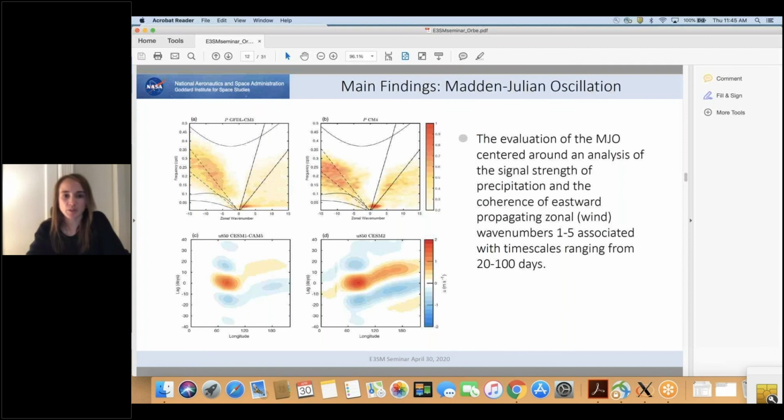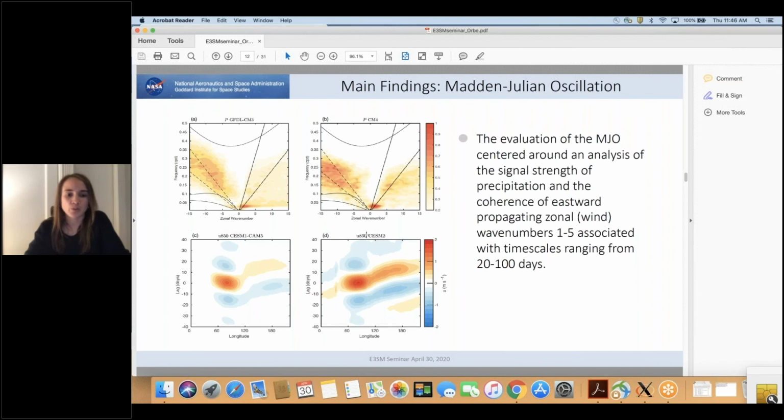And so I'm going to begin with the main findings about the MJO. So the evaluation of the MJO centered primarily around an analysis of the signal strength of precipitation, shown in the top panels through these canonical Wheeler-Kiladis plots. And in addition to identifying the change in the amplitude of the signal strength at these wave numbers 1 through 5 with propagating timescales of 20 to 100 days, we were also interested in the coherence of the eastward propagation of those precipitation, in this case, lower zonal wind anomalies.